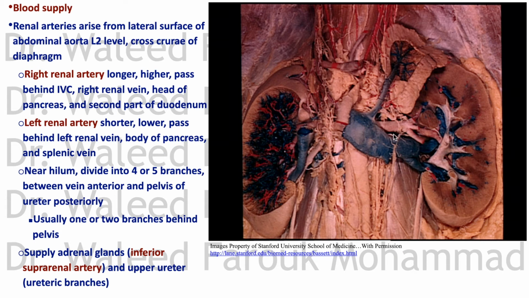Also do not forget that the renal arteries supply the suprarenal gland by giving the inferior suprarenal. The suprarenal gland gets its blood supply from the superior suprarenal from the inferior phrenic, middle suprarenal from the aorta, and inferior suprarenal from the corresponding renal artery. Do not forget this. The renal artery also supplies the upper part of the ureter by a series of ureteric branches.